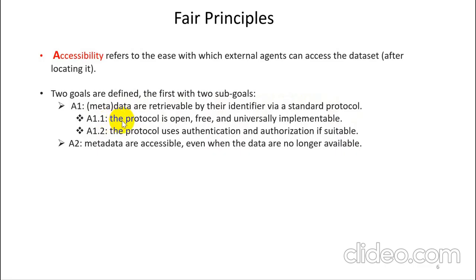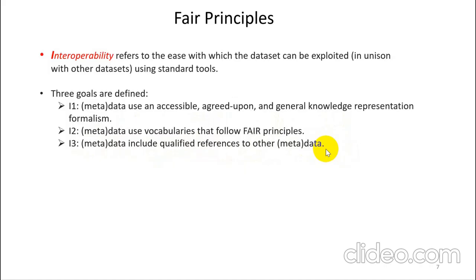The first sub-goal is that the protocol is open, free, and universally implementable. And the second one is that the protocol allows authentication and authorization where suitable. For the second goal, the metadata are accessible even when the data are no longer available.